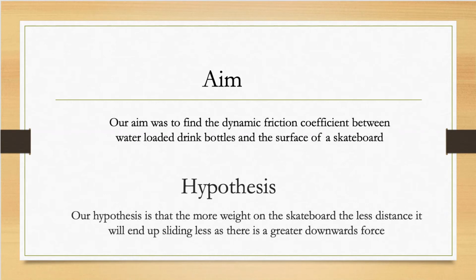Our aim for experiment 2 was to find the dynamic friction coefficient between the water-loaded drink bottles and the surface of the skateboard. Our hypothesis is that the more weight on the skateboard, the less distance it will end up sliding, as there is a greater downwards force.